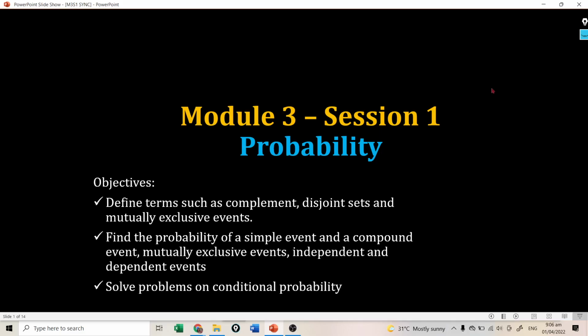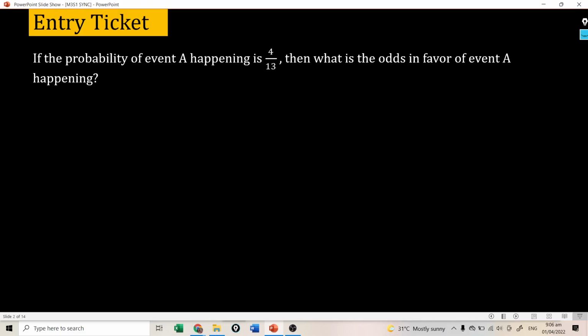Right. Let's start with talking about some of the items from your entry ticket. Number one, if the probability of event A happening is 4 over 13, then what are the odds in favor of event A happening? Tandaan natin, pag sabi probability, computationally speaking, that's the number of desired outcomes over the number of total possible outcomes. So, kung ang probability na mangyayari si A ay 4 over 13, that means favorable events, out of 13 possibilities.